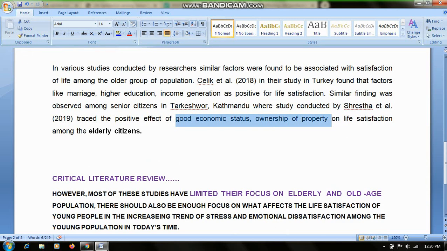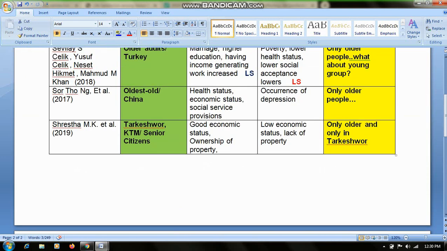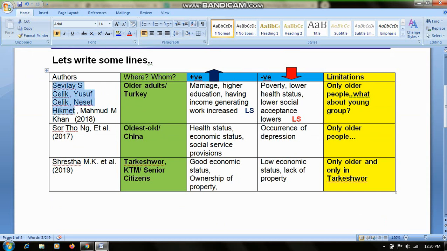But now let's see here, guys. We are doing a critical literature review, so we'll find out what the limitations of these studies are, what these authors have studied, and where they have studied, what they are lacking, what information they could not give us. So what are the limitations? All these studies were done among senior citizens, among older adults. But what about the young people? What about teenagers? What are the factors affecting life satisfaction of teenagers? All three of these studies could not answer that.